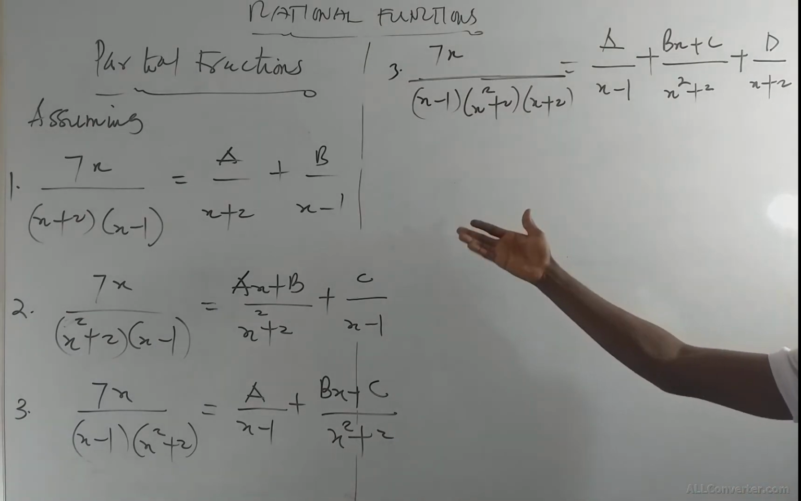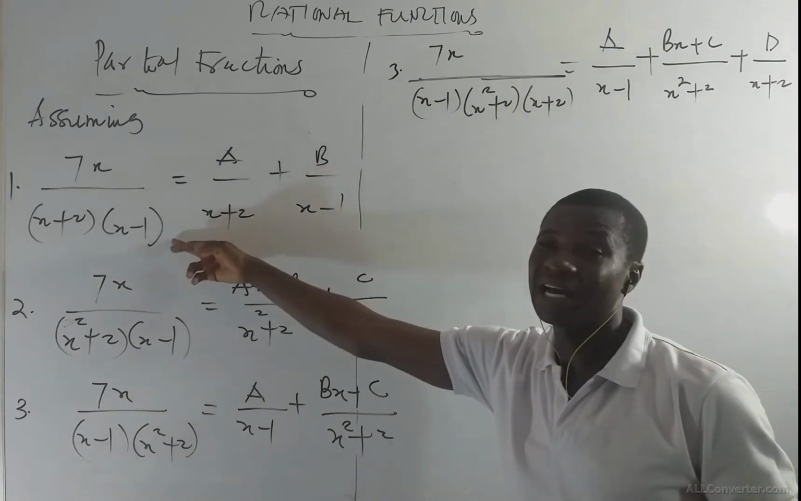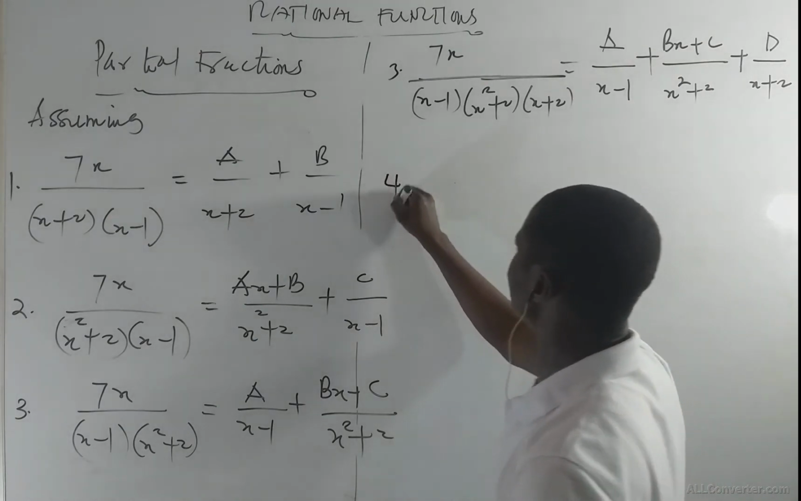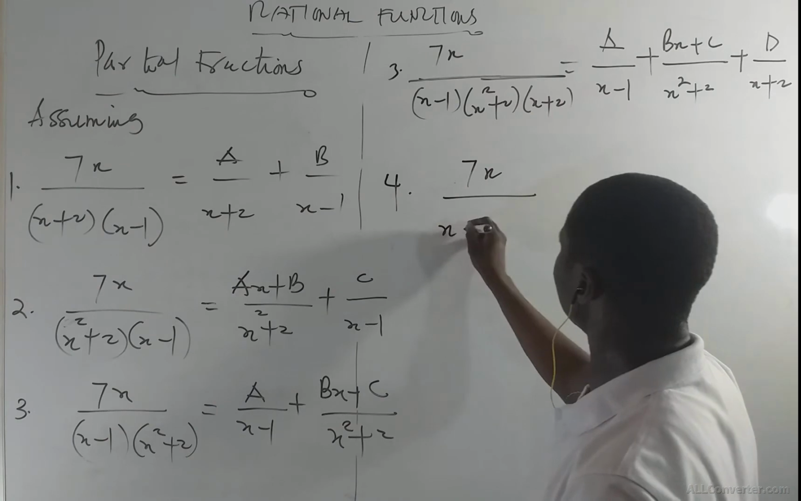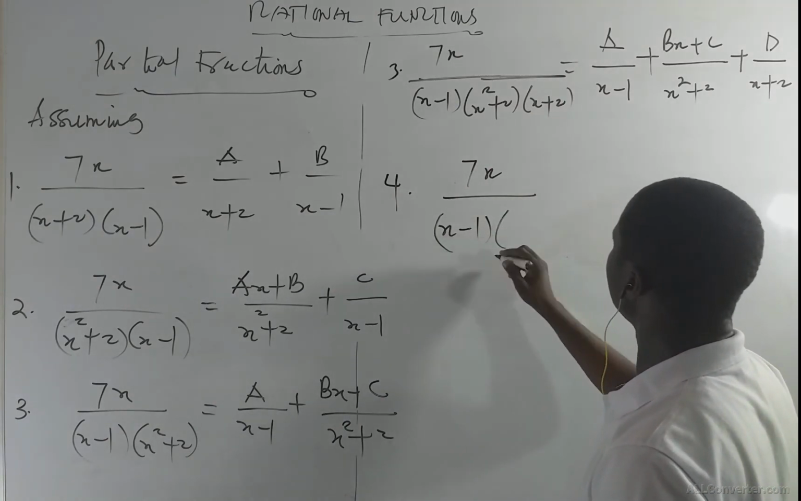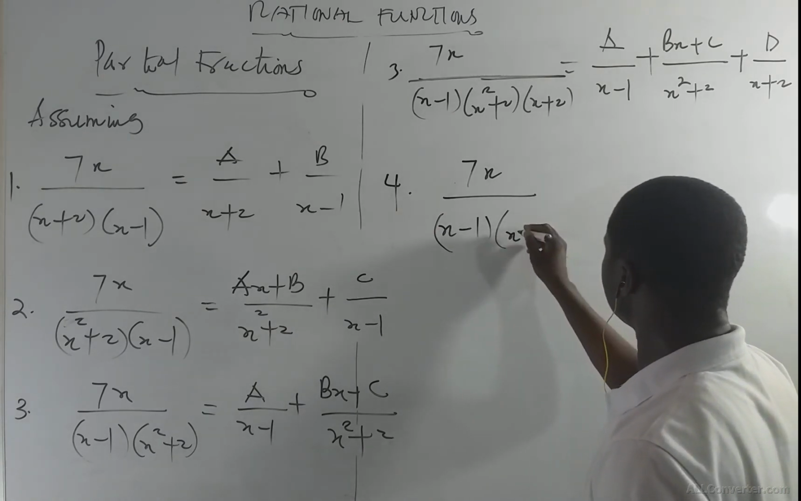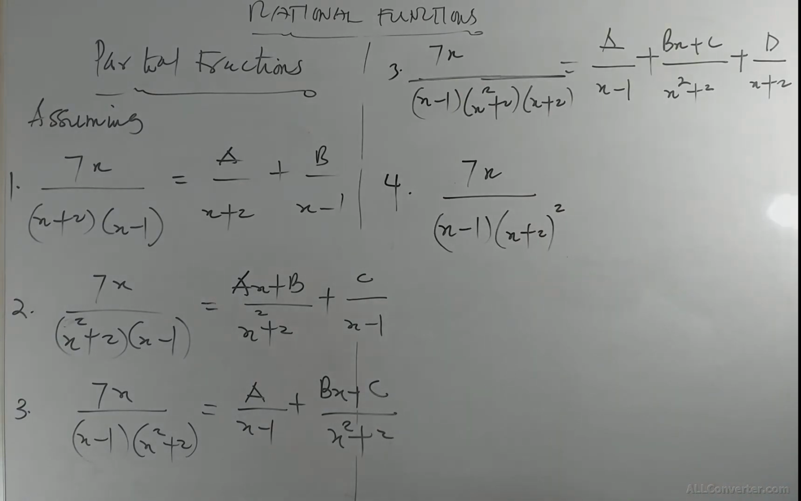So when the factors are linear, then you have A over that plus B over that. If there is another factor, then it will be C over that, in that order. And this is what we have. Now, let's look at if we have 7x over x minus 1, then, let's say, x plus 2 all squared. If you have this, you realize that one of the factors is a repeated factor.